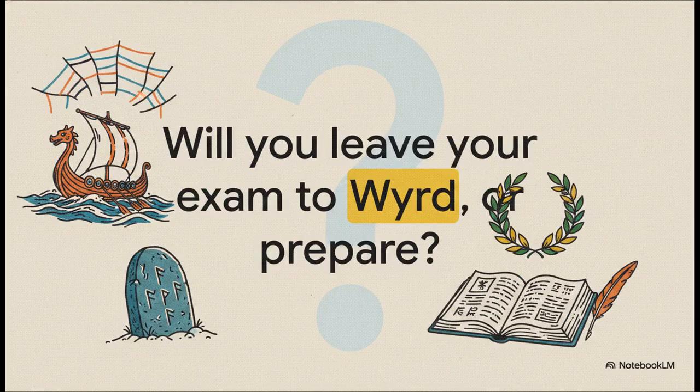So we started our journey today talking about wyrd, that unyielding Anglo-Saxon concept of fate. The heroes of this era truly believed their path was entirely fixed from birth. But your UGC NET score? Well, that is entirely in your hands. Are you going to leave your exam to wyrd, or will you use this guide to prepare, take control, and absolutely conquer it? Thanks so much for joining me on this explainer, and happy studying.